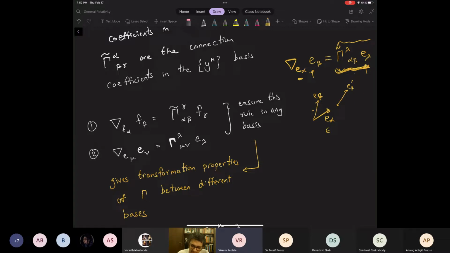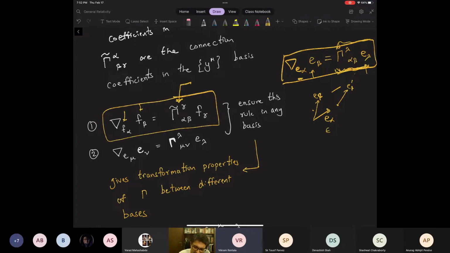Now the point is that it doesn't matter whether I calculate this in the x basis or in the y basis. The answer should still be the same. This rule should be satisfied in both the x basis and the y basis. So if I use the basis f, I should get this rule where these are the parallel transport coefficients expressed in the y coordinate basis, where these gamma, alpha, beta refer to a y coordinate.